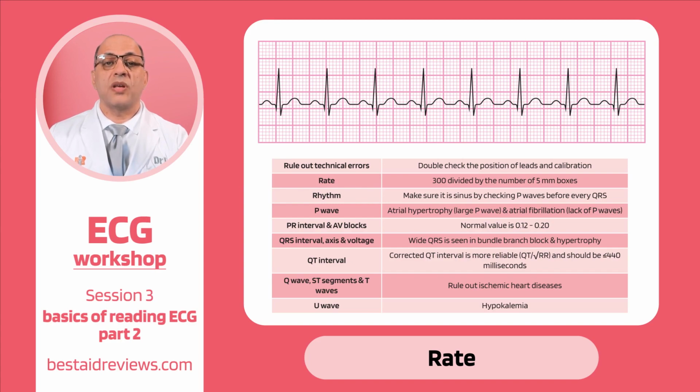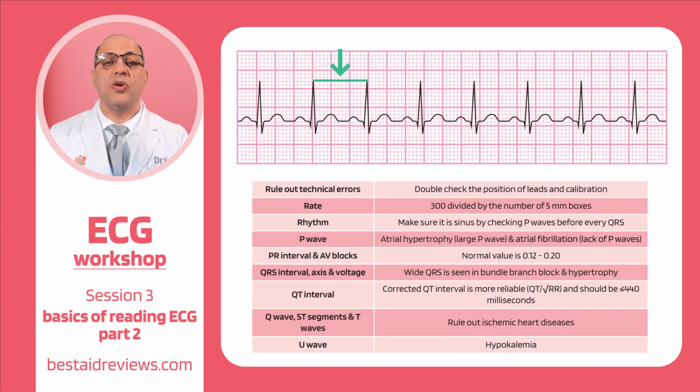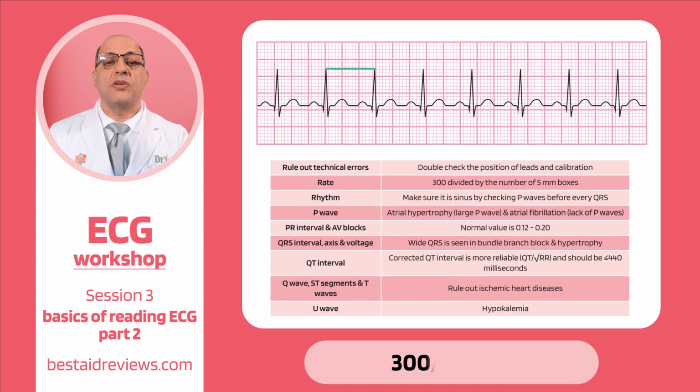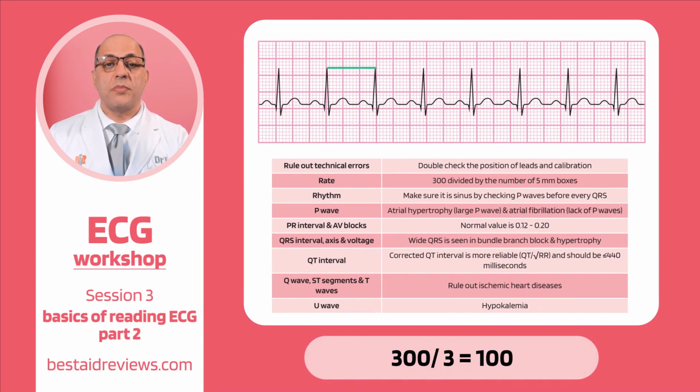We said we look at the distance between two R waves and then we compare that with the other RR intervals. If they are pretty much the same distance, then we can say the distance can be used for determining the heart rate. So 300 divided by the number of big boxes will give us the heart rate. Here we can see it is less than 3 big boxes. That means we have tachycardia.